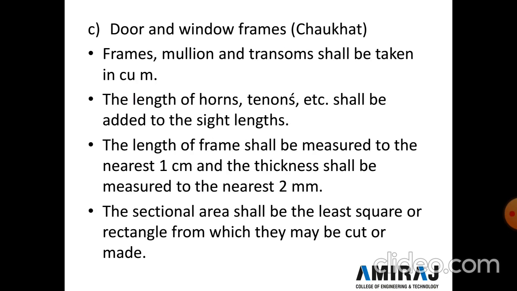Next is door and window frames. For the door and window frames, some of the important criteria: frame, mullion and transom shall be taken in meter cube. The length and horns, tenons, etc. shall be added to the straight length. The length of the frame shall be measured to the nearest 1 centimeter, and the thickness shall be measured to the nearest 2 mm. Already we discussed these things in the last slide. The sectional area shall be the least square or rectangle from which they may be cut or made.